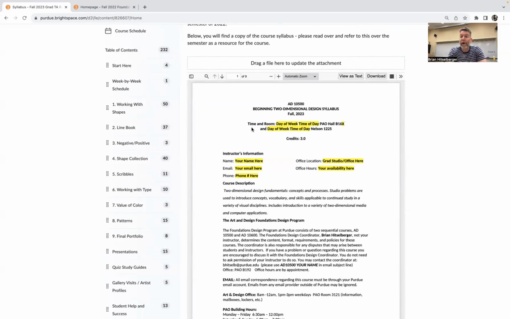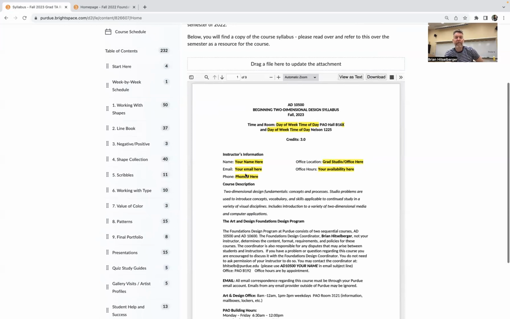So for whatever course you're teaching, let's say you're teaching Monday and Wednesday from 2 to 5:30, you would want to put that information here. You'd want to put the days of the week, the time of day. I think almost everybody is teaching in either B161 or 163. And then your computer lab days are going to be in Nelson 1225.